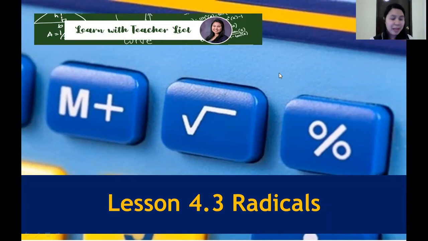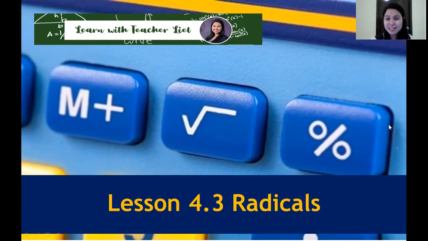Today we will be learning about radicals. Now, what is a radical? You see this sign here in your calculator? That is an example of a radical. That's why it's our cover photo for our lessons this time.